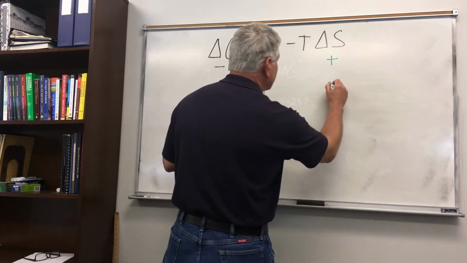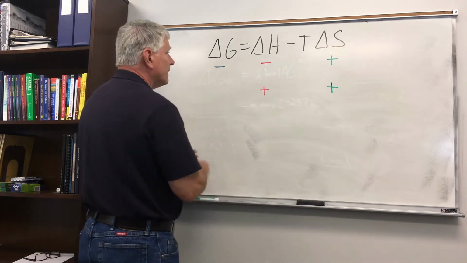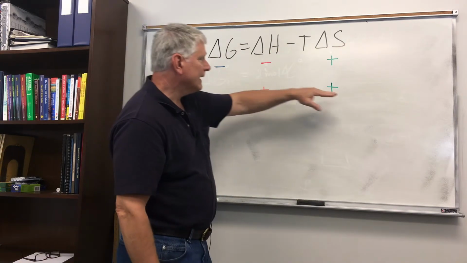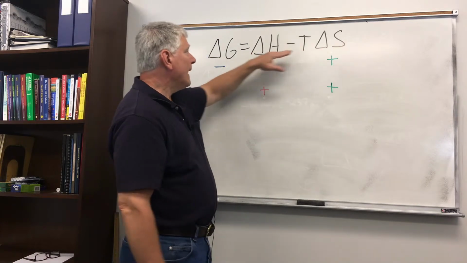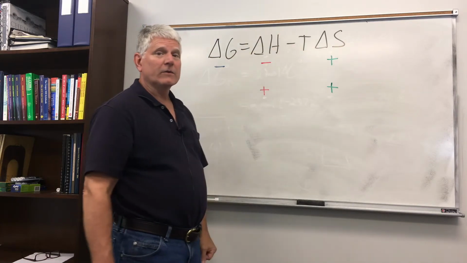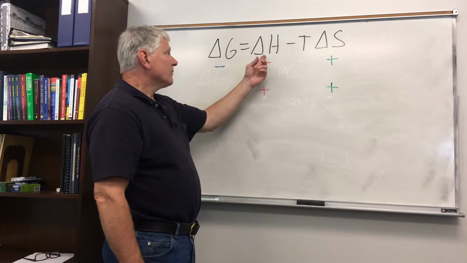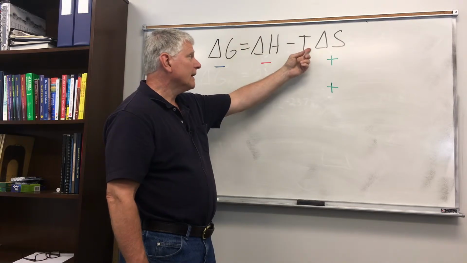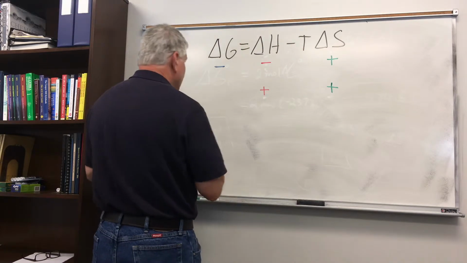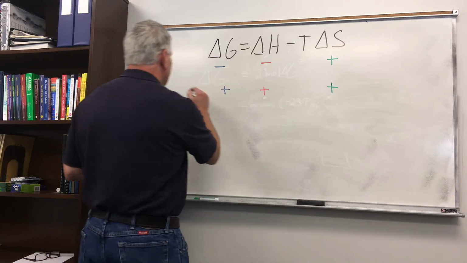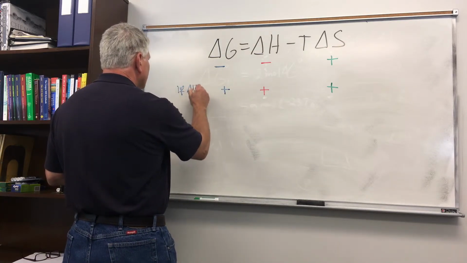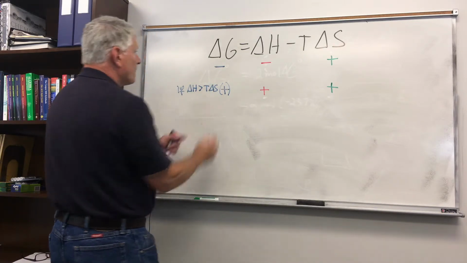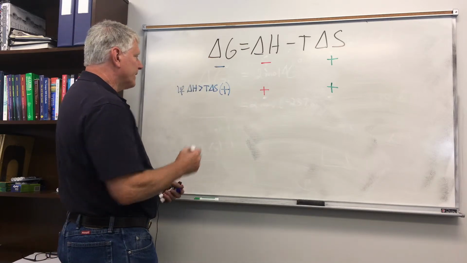On the other hand, what if delta H is positive and delta S is positive? Then I have a positive number minus a positive, so I have a positive and a negative. So it just depends upon the magnitude of delta H and T delta S. If delta H is greater in magnitude than T delta S, then delta G will be positive. So if delta H is greater than T delta S, then delta G is positive and it's not spontaneous.